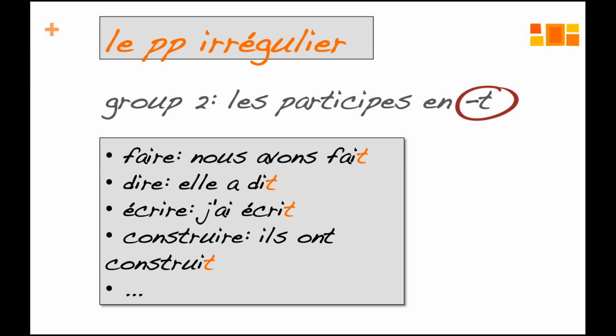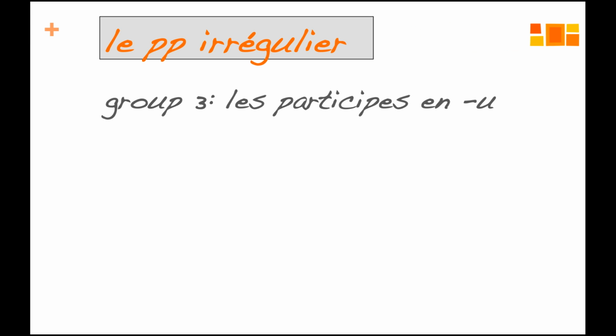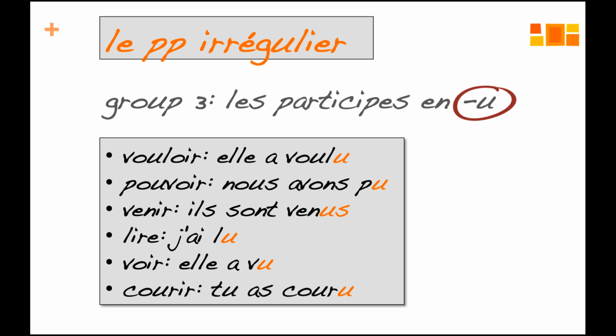Vous avez écrire, j'ai écrit, I wrote, I have written. Et vous avez construire, ils ont construit. And so this is the group with past participles with a t at the end. And there's also some more, but those four are maybe the most important ones. And then, of course, there is group 3, and this is les participes en u. The French past participle with a u at the end. And that's by far the largest group.